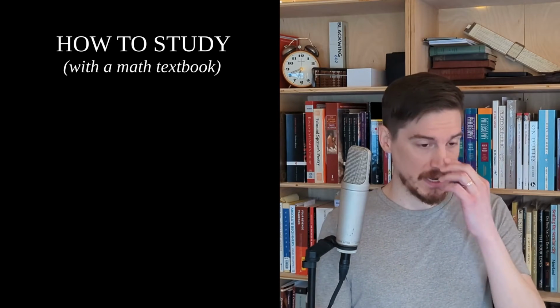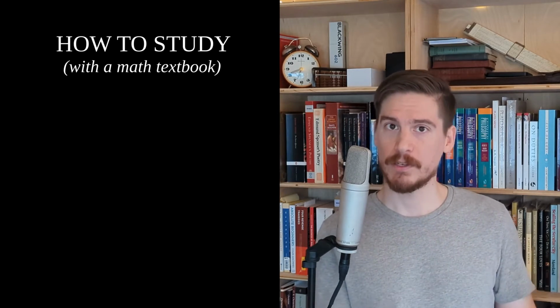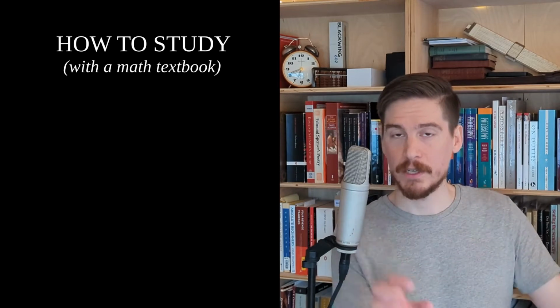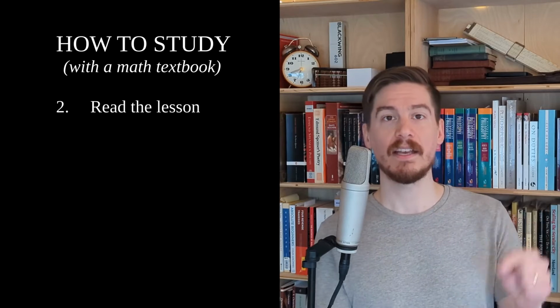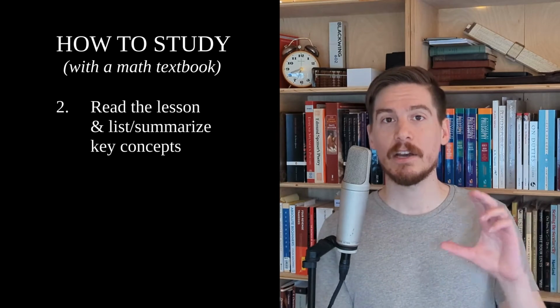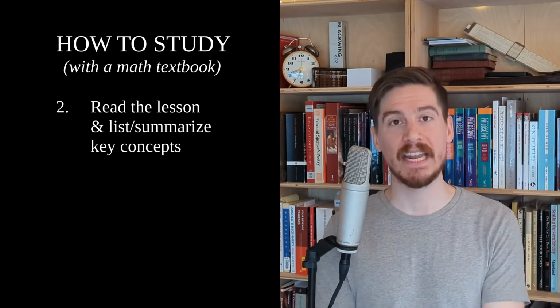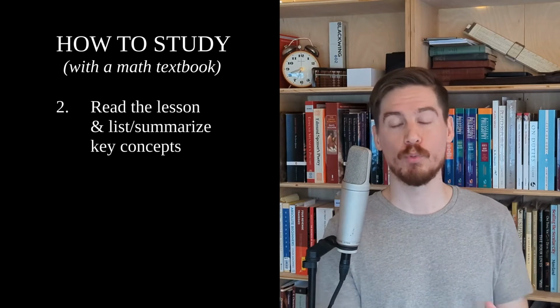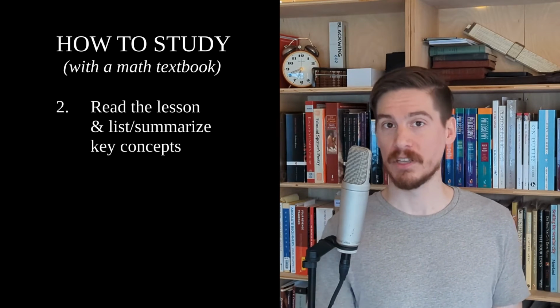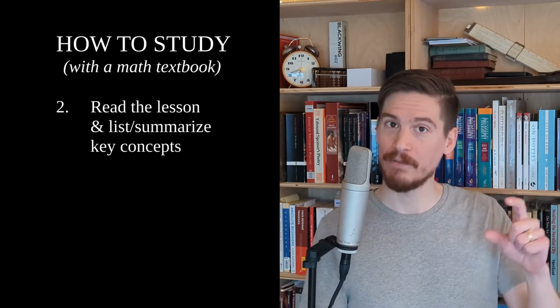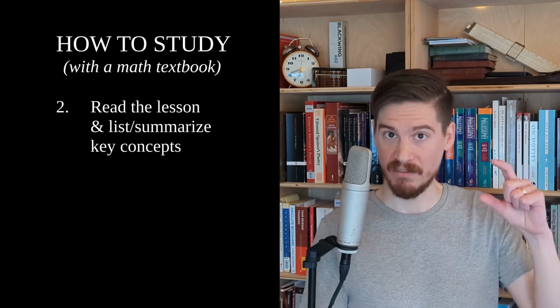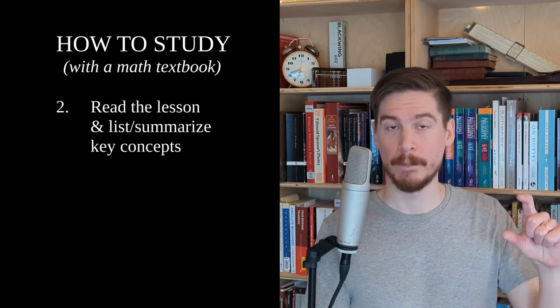So the second thing I ask my students to write, so first thing is answer this basic question. The second thing is look through the lesson, read the lesson, and then list or summarize the key concepts that you need to understand before you would really know the material in the lesson. Now, one of the secrets is that most textbooks actually have this information at the beginning of the lesson, usually in a little box or something.